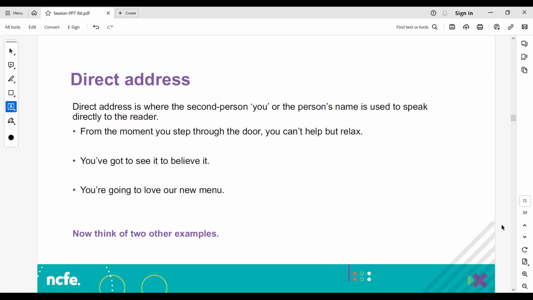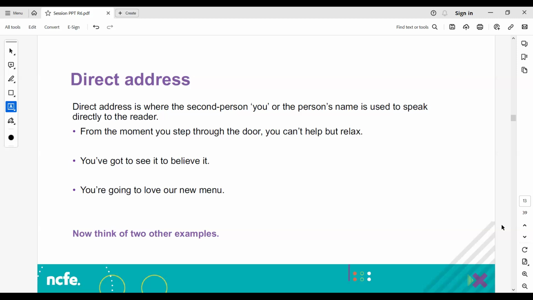I'm imagining this is an advert or a review of a hotel. And the writer, let's imagine it's an advert, wants me to imagine myself in that hotel. So they are using direct address, you, to speak directly to me. Then I will imagine that feeling, and then I will want to go and stay there. So from the moment you step through the door, you can't help but relax. Okay.